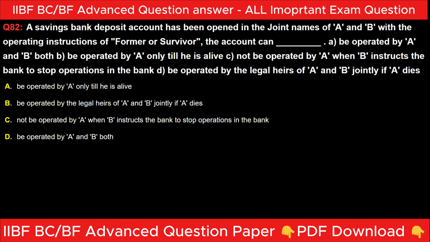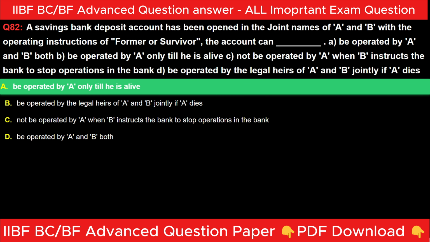A savings bank deposit account has been opened in the joint names of A and B with the operating instructions of former or survivor. The account can A. Be operated by A and B both B. Be operated by A only till he is alive C. Not be operated by A when B instructs the bank to stop operations in the bank D. Be operated by the legal heirs of A and B jointly if A dies. Be operated by A only till he is alive.